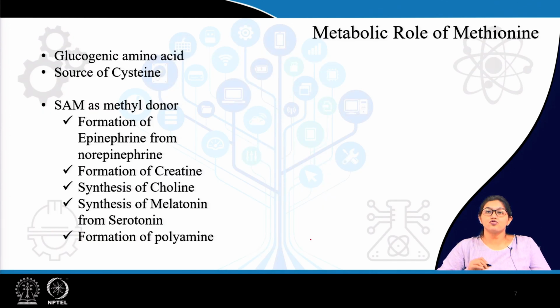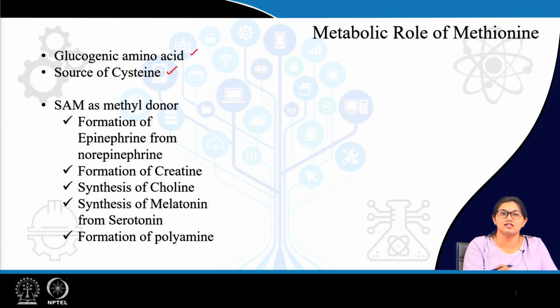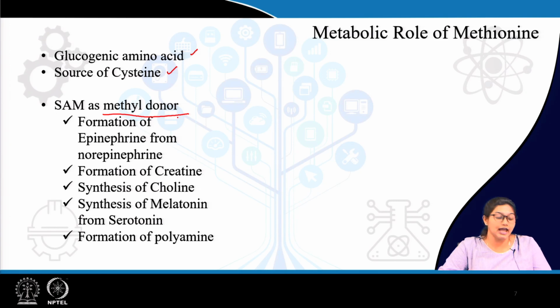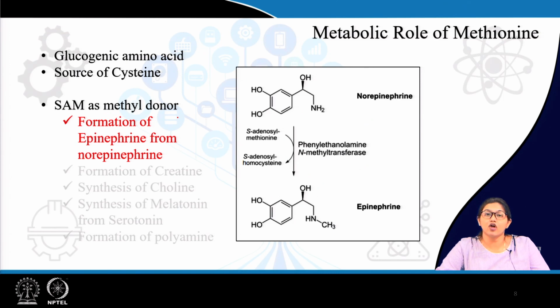So, what are the different roles of methionine? Definitely, methionine is one glucogenic amino acid as well as the source of cysteine, as we have already discussed. Apart from that, the major important role of methionine is as a methyl group donor to different types of reactions. Here I have mentioned a few important ones, like formation of epinephrine. So, catecholamines are formed from methionine; one catecholamine, epinephrine, is formed from methionine.